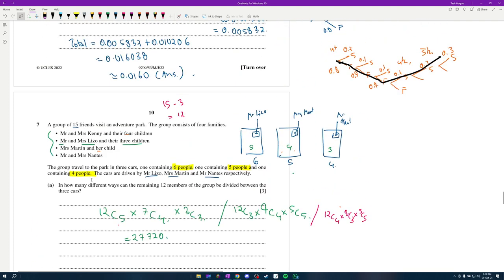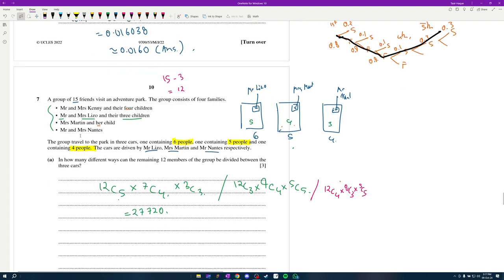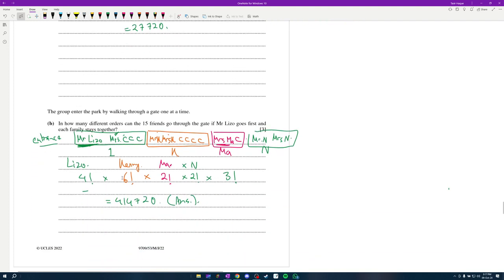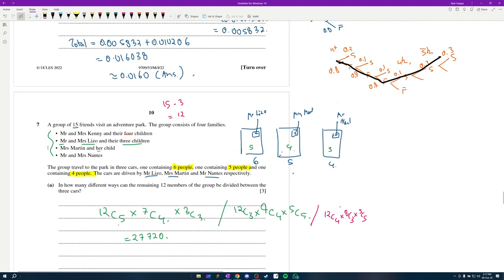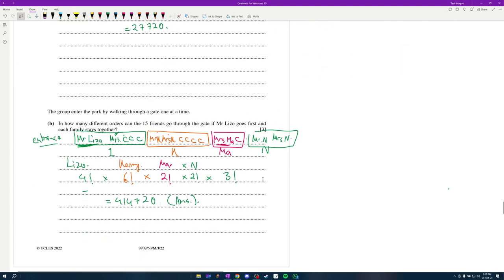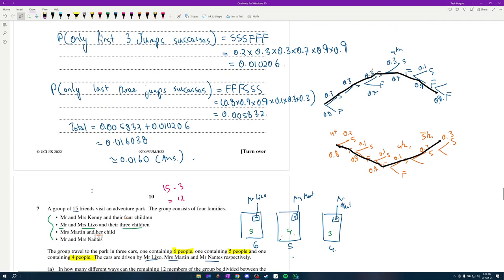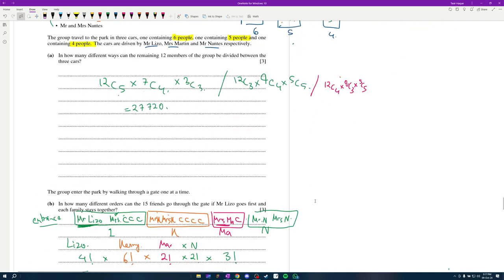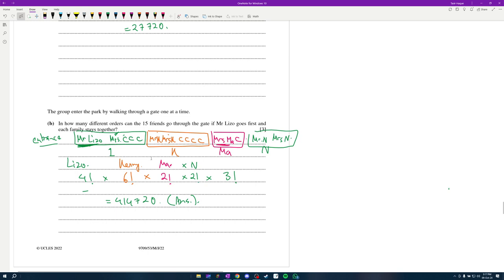Okay. And then suppose I take the Kenny family. There any arrangement can be possible. 4 children and 2 parents. So that's 6 factorial. And then for the Martin family, we have only 2 people. So that's just 2 factorial. And for the Nantes family, we have just the parents. So that's 2 factorial. Okay.